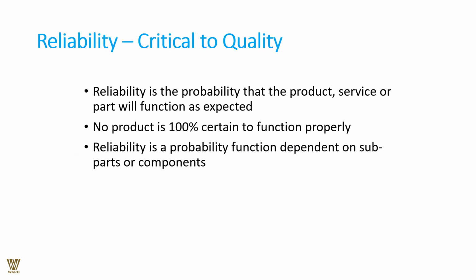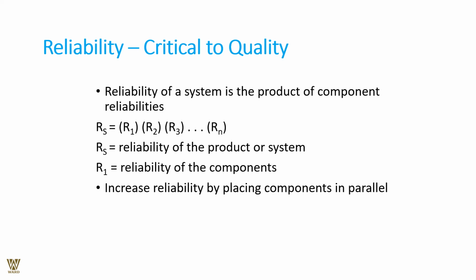So reliability is critical to quality. Reliability is the probability that a product, a service, or a part will be expected to function. And please believe me or not, no product is 100% certain to function in a perfect way. Reliability is a probability, dependent on parts, subparts, and components thereof. Now, what are the criticalities to quality?